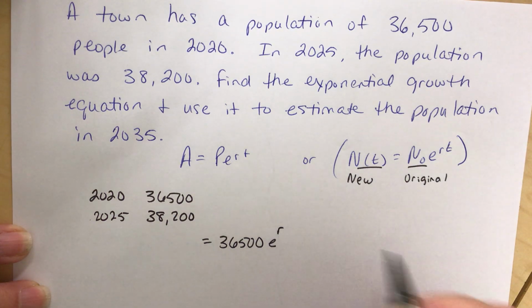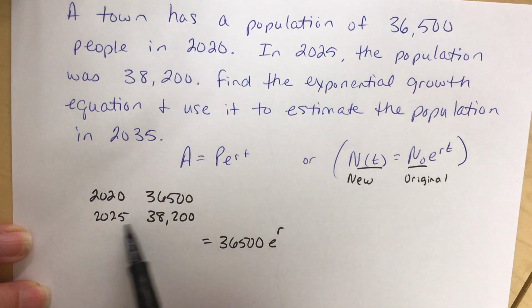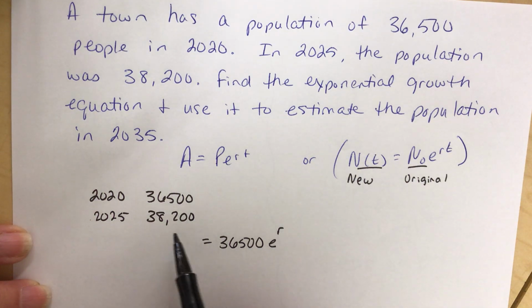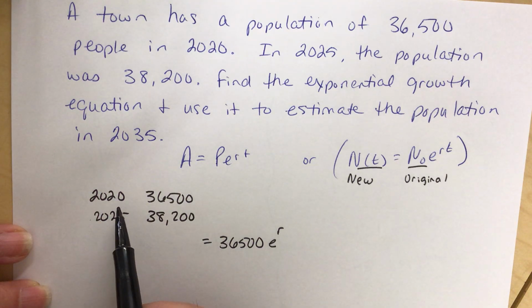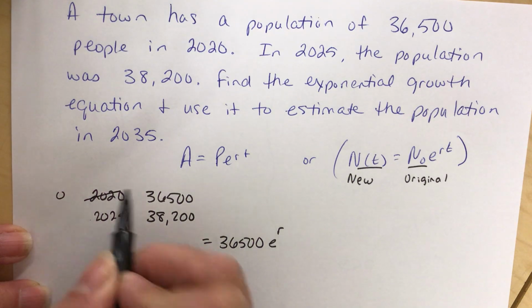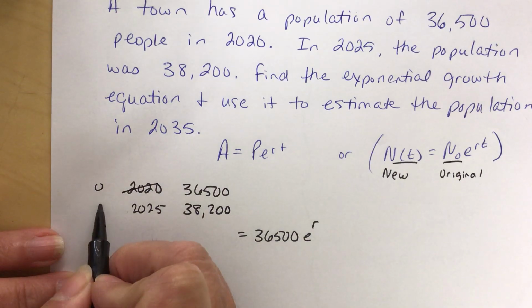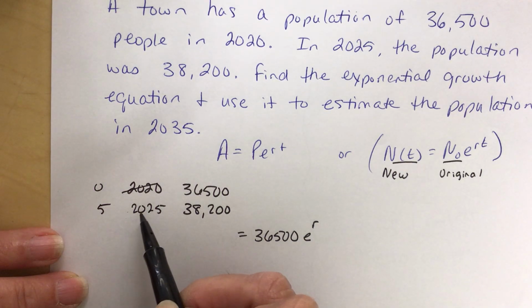We don't know the r. We're going to have to find it. And then we're going to plug in this information. So we really don't have to use the 2020 in our equation, but we're just going to realize that's sort of like our 0. We're going to use that as 0. So that means we're going to use this as 5 because I don't want to plug in 2020.